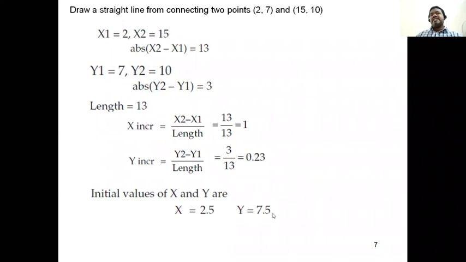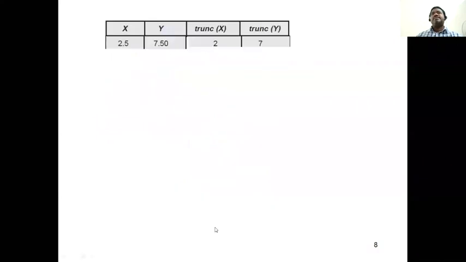Once this is done, what you have to do is this. We have found this is the initiation. We have initially assumed that with a 0.5 increment, x is 2.5 and y is 7.5. These values are truncated. Truncated in the sense that whatever the float value is, it can be 2.8 or 2.9, something like that.